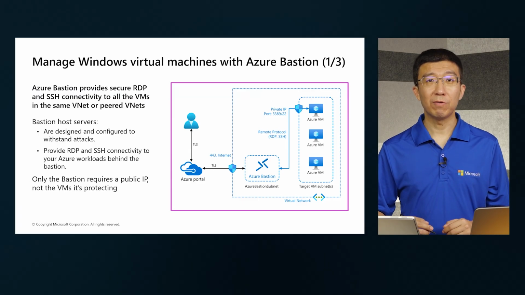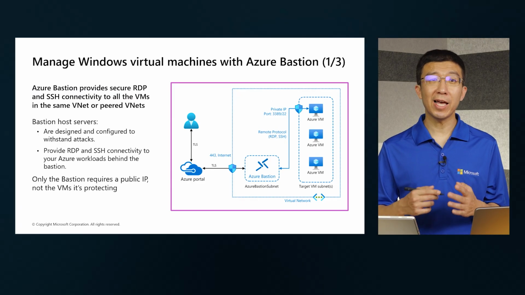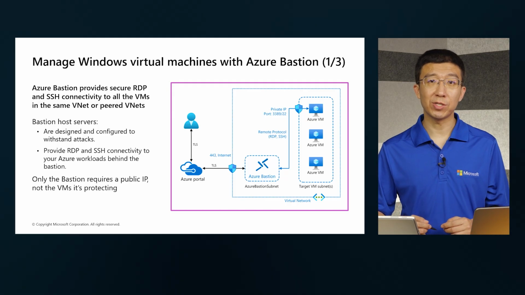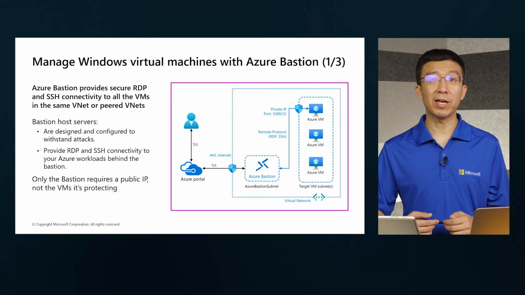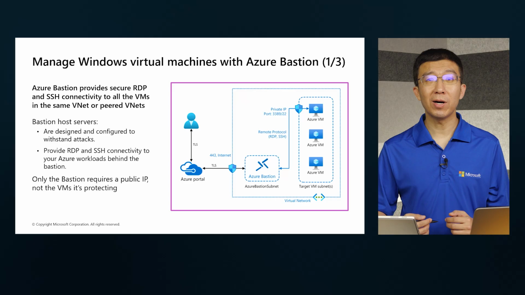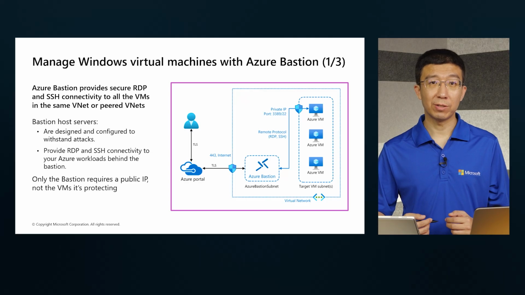Azure Bastion provides secure RDP and SSH connectivity to VMs in your virtual network. No public IPs needed for the VMs themselves. The Bastion host is deployed in the VNet, and you can connect to your VM via the Azure portal using a browser. Sessions are secured over TLS.